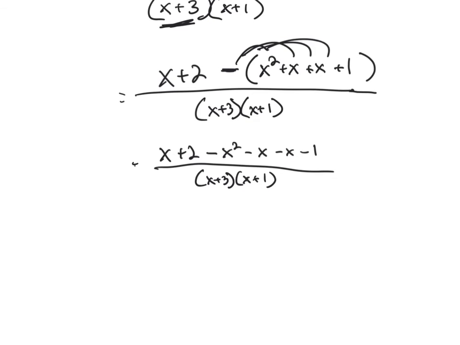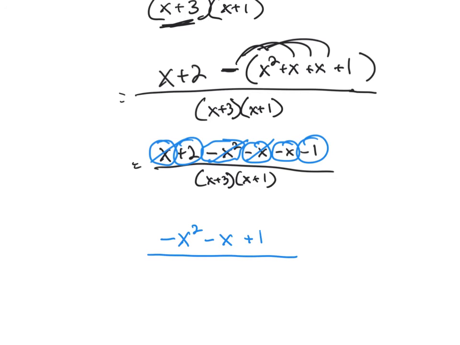Okay, so here we are. All right, let's combine like terms. Let's write x squared first, so negative x squared. And then let's find the x's. A positive x minus an x, those cancel each other out, so I just have another negative x there. Positive 2, negative 1, that is a positive 1 over x plus 3, x plus 1.